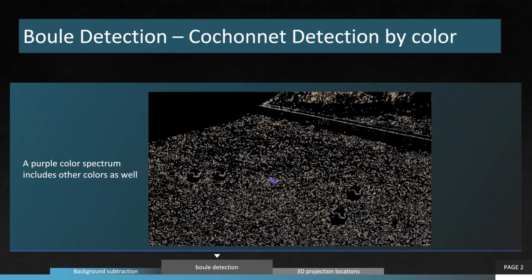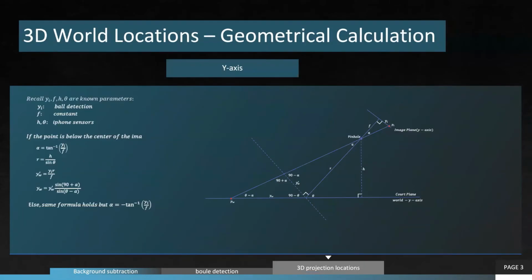Following that, we tried to locate the cochonnet. It was necessary to look for the exact color representation and color spectrum in order to achieve good results. The color representation we chose is HSV.